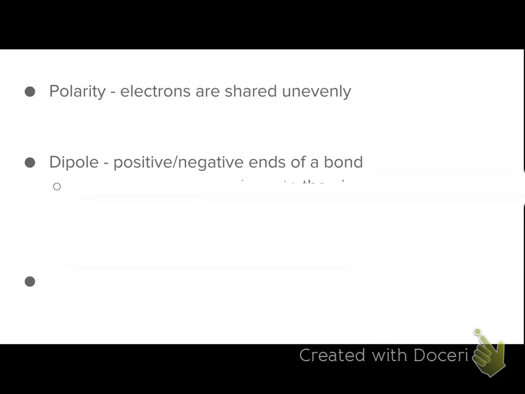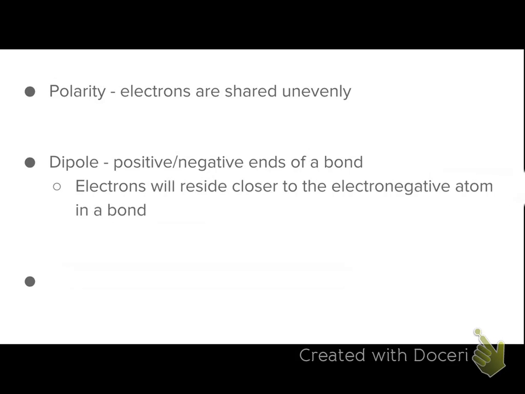First let's talk about that positive and negative ends of a bond is called a dipole. So you should be thinking two. So two poles, there are two ends to the bond. One side is positive, one side is negative. So electrons are going to reside closer to the electronegative atom in a bond.